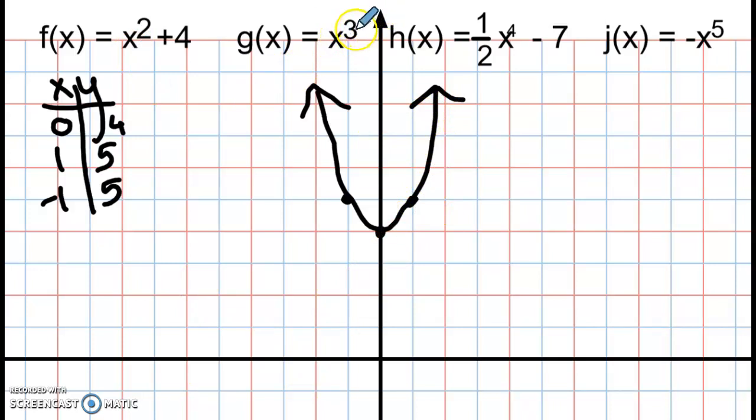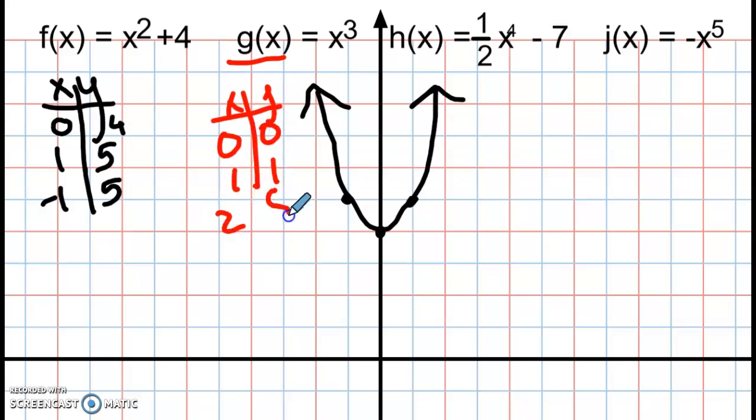Okay, x to the third. Let's see what g of x, I'll do that in red over here. g of x equals x to the third. Well, when x is 0, y is 0. When x is 1, y is 1. When x is 2, 2 cubed is 8. Now this time when I put negatives in, negative 1 cubed is negative 1, negative 2 cubed is negative 8. So I get big pretty fast here.